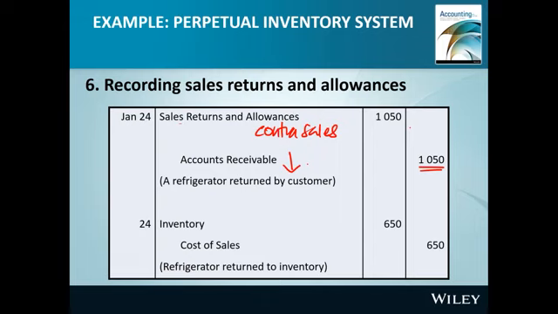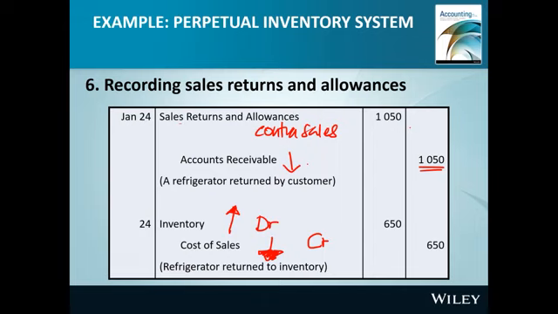Okay. When you receive the refrigerator from your client, your inventory value will increase. So one refrigerator costs you 650. So I'm going to increase my refrigerator by that amount. Inventory increase means debit by 650, and the cost of sale, which already increased before, now has to reduce. Why reduce? Because it's a cancellation of sale. So this is a reduction in cost of sale, credit.